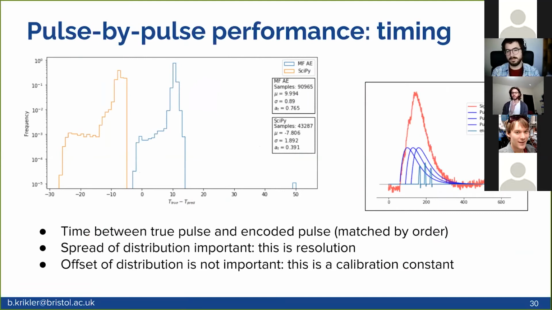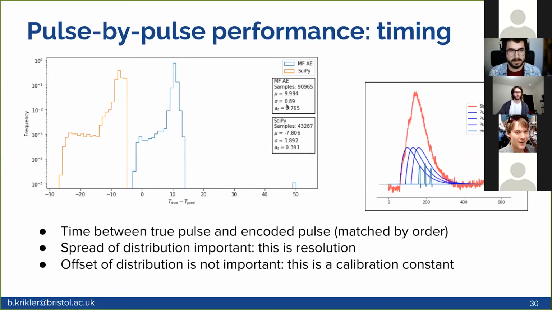How reliably is it getting the right timing information? To perform this, we have to compare the recovered pulses to the true pulses. We do this pulse by pulse, and then you just look at the time difference. What's important here is not the specific location of these two distributions. What matters is the width.